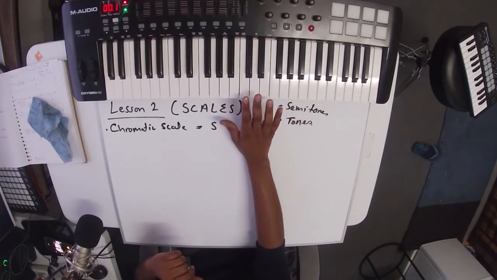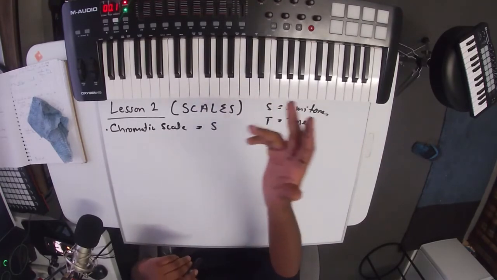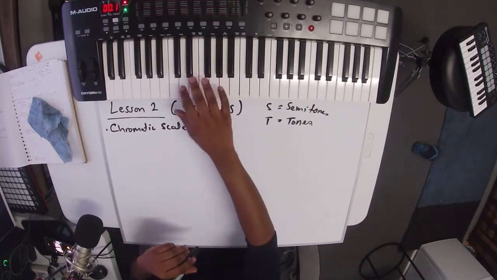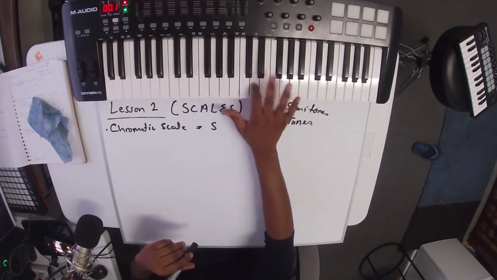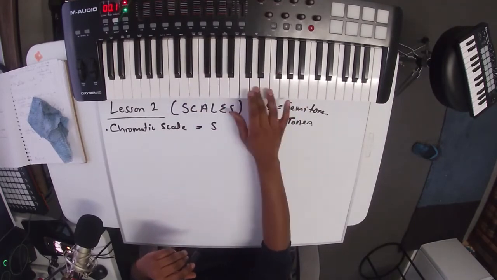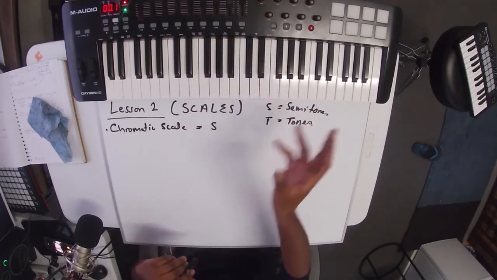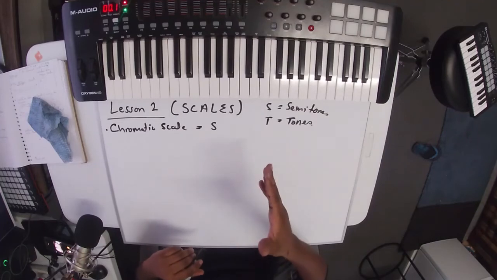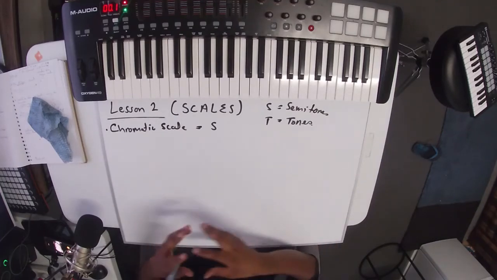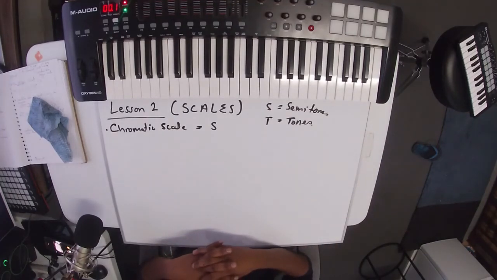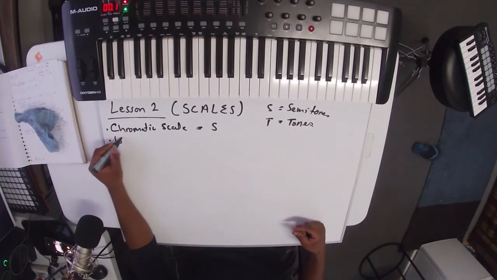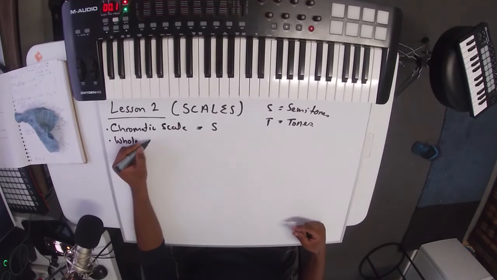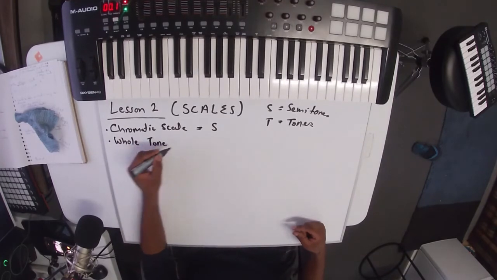Let's try the D chromatic scale, I guess, starting from D. Okay, so I started on D, ended on D, and I played every note there because every note is separated from its neighbor by a semitone. Okay. Another scale we could use is the whole tone scale.